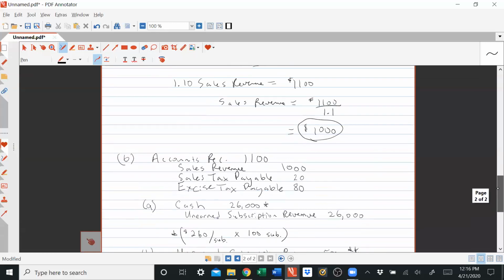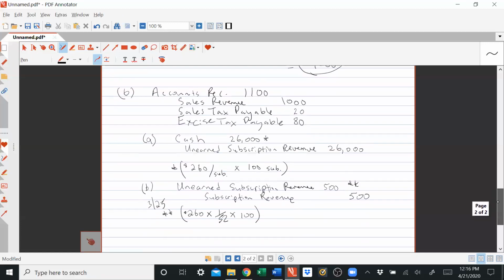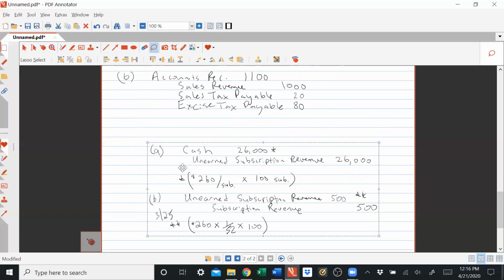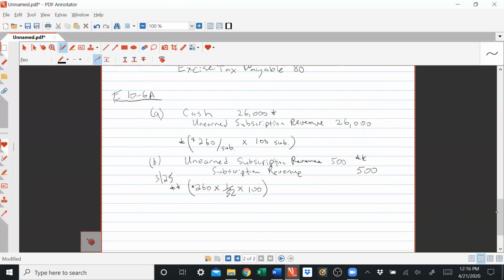Any questions on, well, should have set this apart. Might be a little confusing here. This is a different exercise. Any questions on exercise 10.6a? This is how unearned revenue works. Hopefully you guys already kind of know this. I think we've covered this in a previous chapter, this concept.